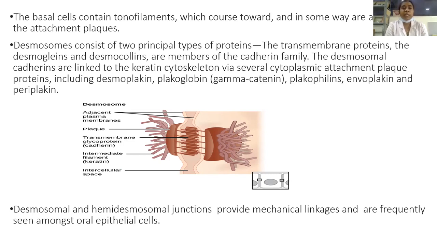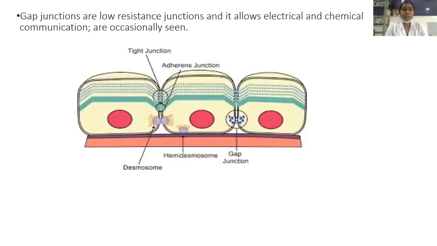So desmosomal and hemidesmosomal junctions provide mechanical linkages and are seen amongst all oral epithelial cells. So gap junctions. Next comes gap. What are the three types of junctions we know? They are nothing but tight junction, adherent junction, and gap junction. Gap junctions are low resistance junctions and allow electrical and chemical communication and are occasionally seen. So in this picture, we can see the tight junction, adherent junction, and gap junction.